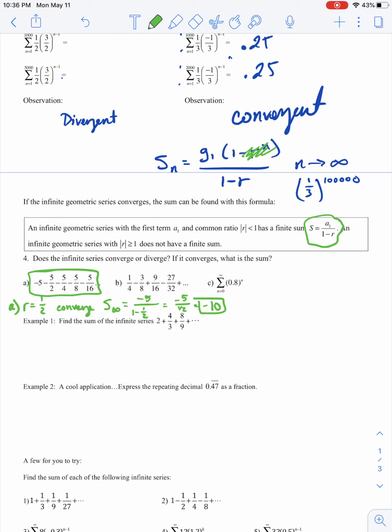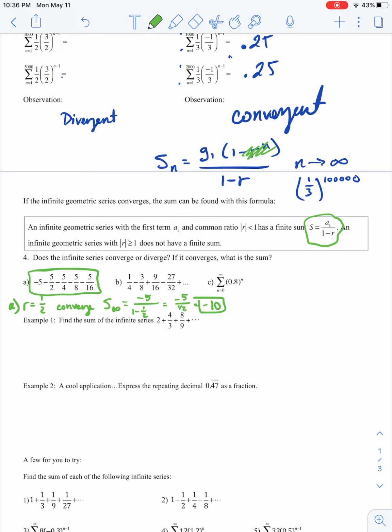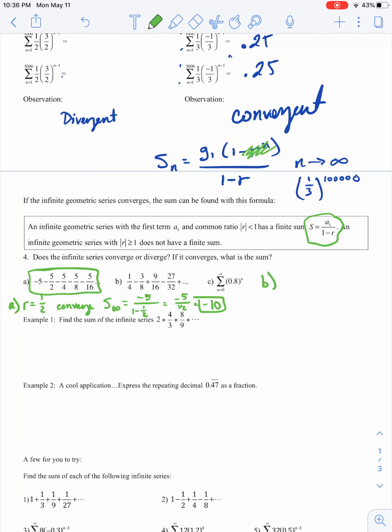In part B, if I look to see what it's being multiplied by each time, my r is going to be negative because it changes from negative to positive to negative. So I'm multiplying by a negative each time. In the numerator, I'm multiplying by 3. And in the denominator, I'm multiplying by 2. So that means that r is less than -1. So this one is divergent. And so we're done with that one.